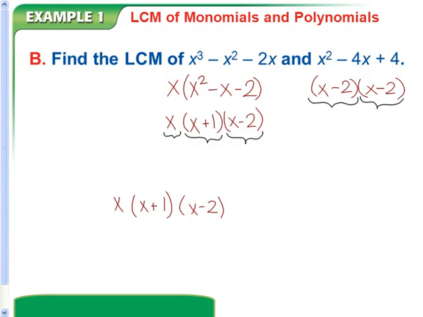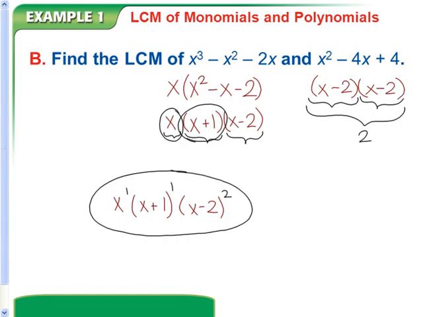Now, what's the most times that x shows up? That's only this time right here, that's once. How about x plus 1? Just right there, that's only once. And x minus 2. Well, this one has one of them, but this group has two of them. Over here, there's two of them. So this one has an exponent of 2. This is our least common multiple. Again, those ones aren't necessary to write there.